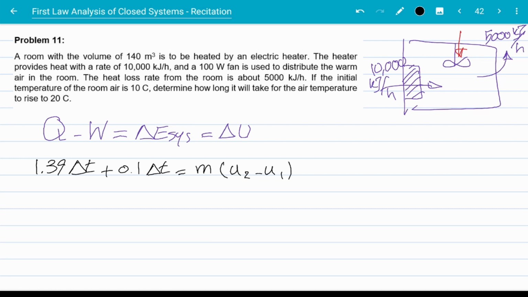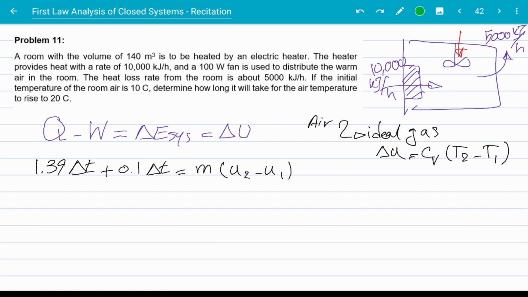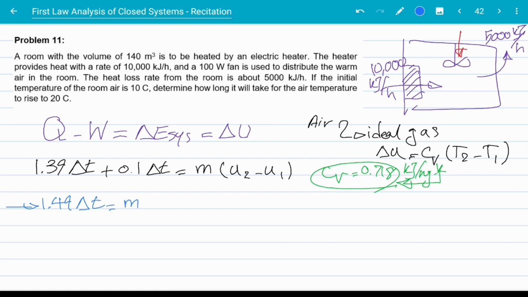Now we are dealing with air, and air can be treated as an ideal gas, right? So if that's true, the change of internal energy of an ideal gas, delta U, is CV, the specific heat at constant volume, times (T2 minus T1). Now here, CV of air is 0.718 kilojoules per kilogram Kelvin. You can read this from the tables, and I'm assuming constant specific heats throughout the problem. So I can now write 1.49 delta T is equal to the mass of air times CV, which is 0.718, times (20 minus 10).